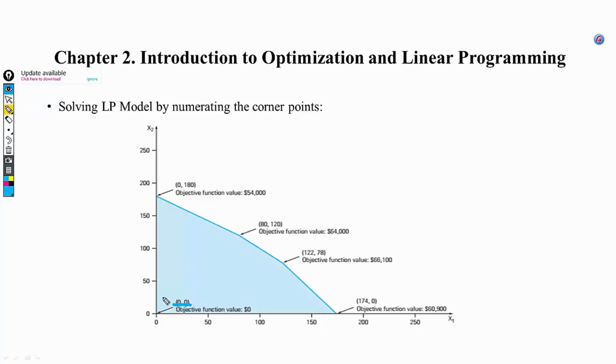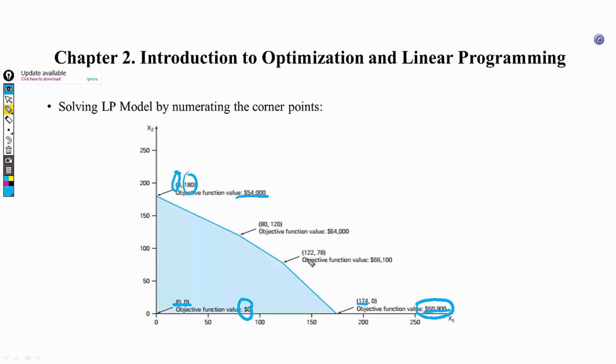In this figure you can see that for each corner point, we have the objective function. For example, for 0, 0, when we do not produce anything, we get the objective function equal to 0. And then as we discussed in the intuitive method, if we do not produce any x2, we can produce 174 from product 1, and our objective function, or our profit, would be $60,900. Similarly, if we do not produce any product 1, we can produce 180 from the second product and our profit is 54,000.